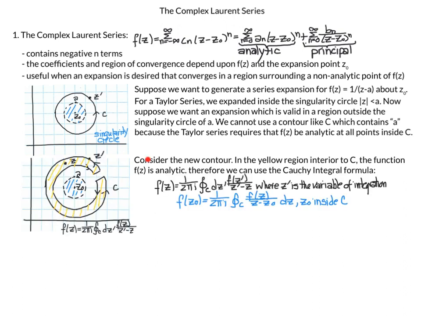What we are going to do then, because we need a contour that does not include A, is we're going to consider a new contour. And in the yellow region, interior to C, this is our new contour C, the function f of z is analytic. So let's take a look at C.